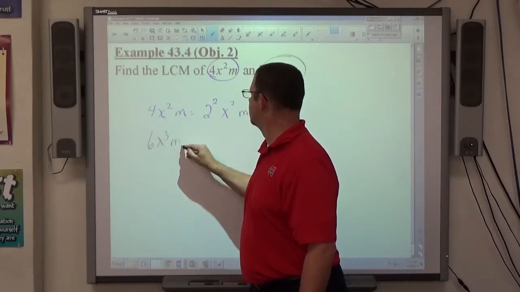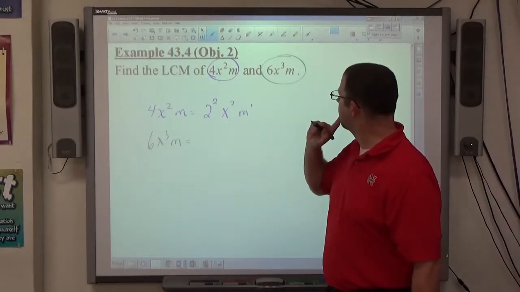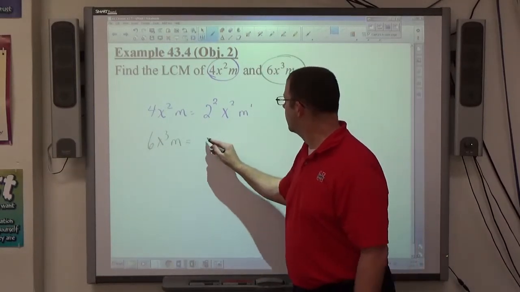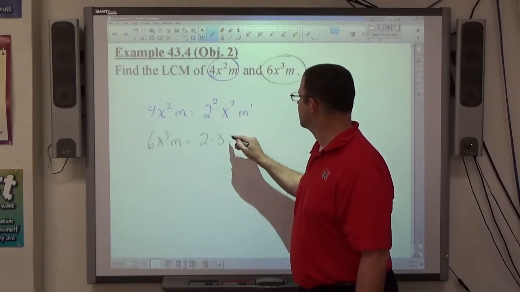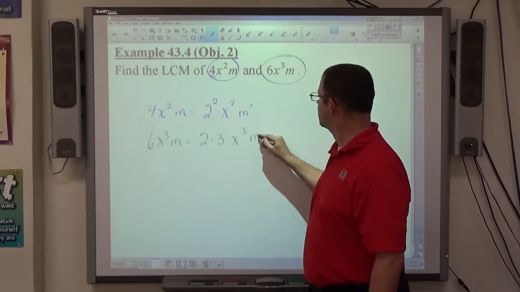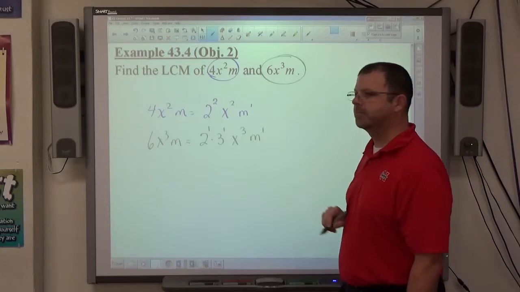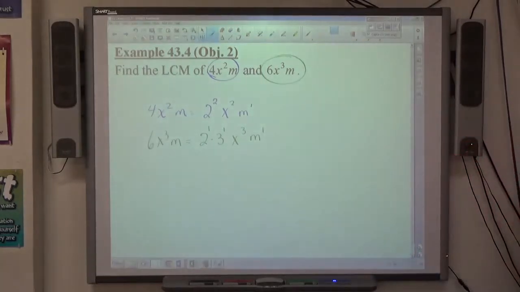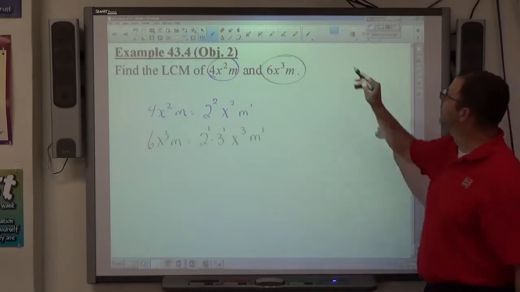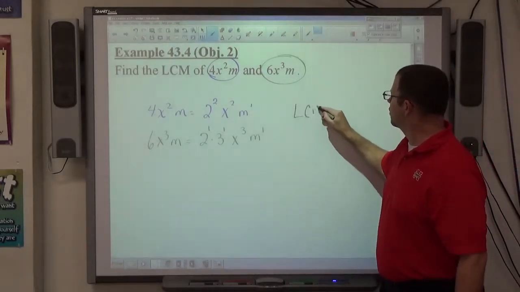2x cubed. Or 2 times 3 x cubed m. Okay, first, right? Yep. Alright, so 2 times 3 times x cubed times m, and the 2, 3, and m are all to the first power. So job 1 done. LCM equals, let's go with Bree.